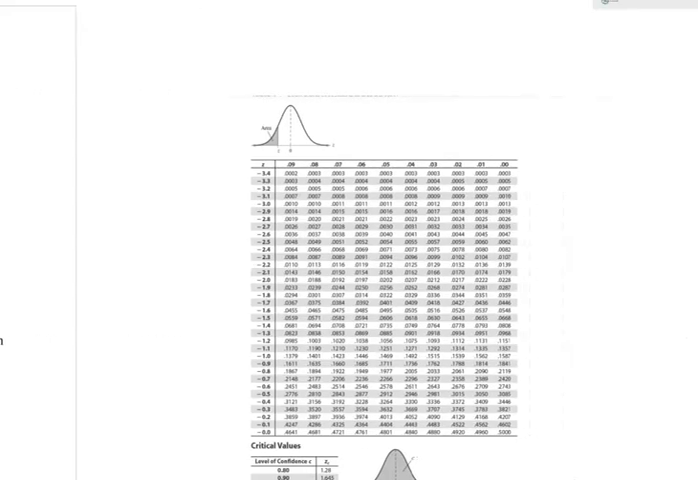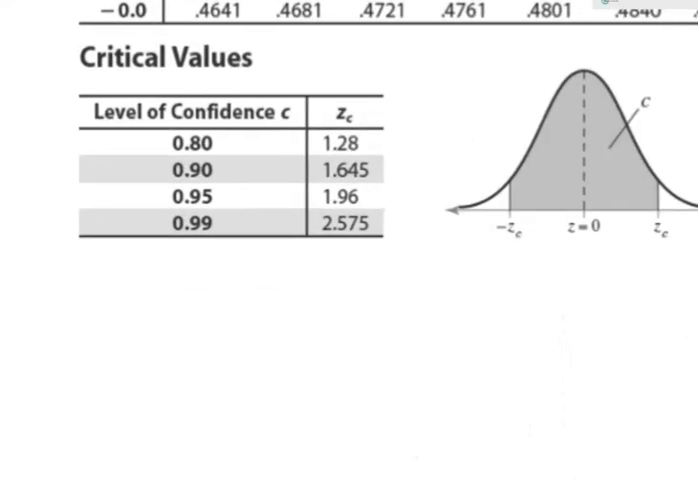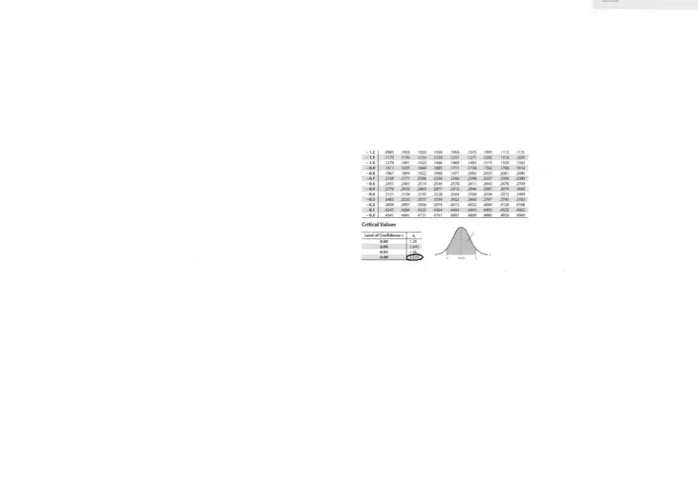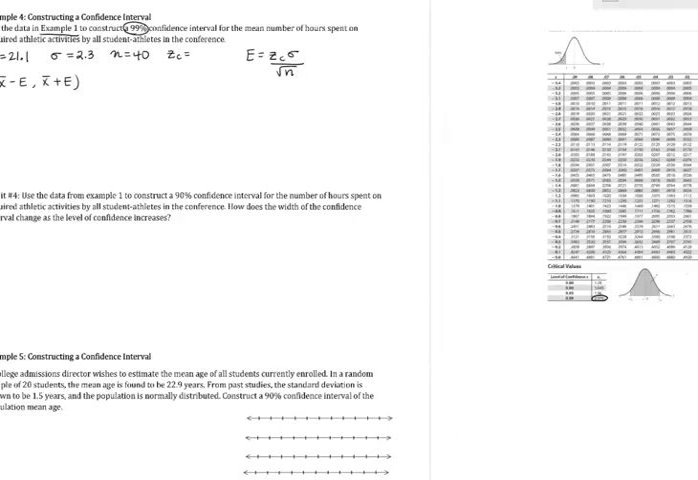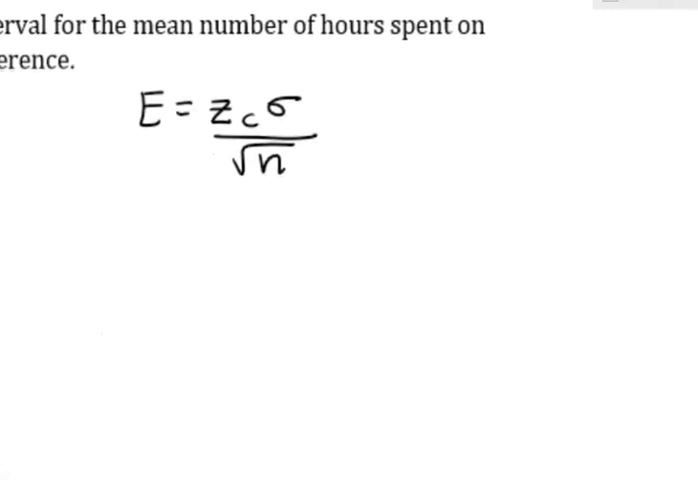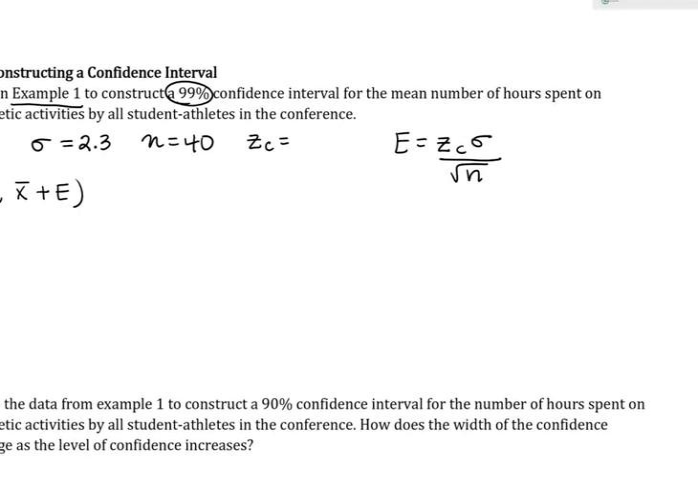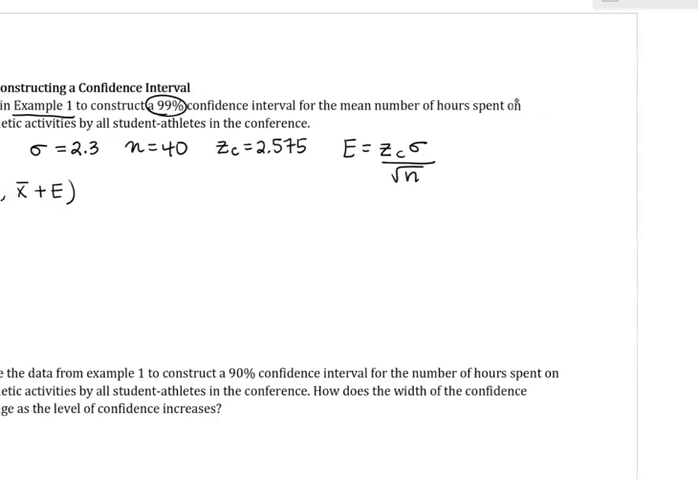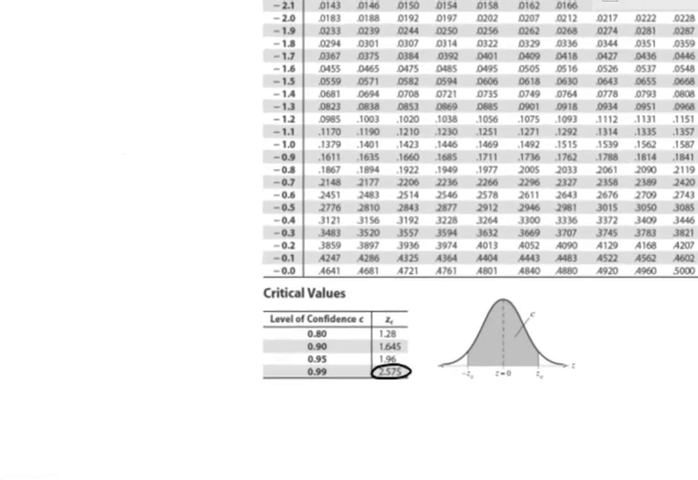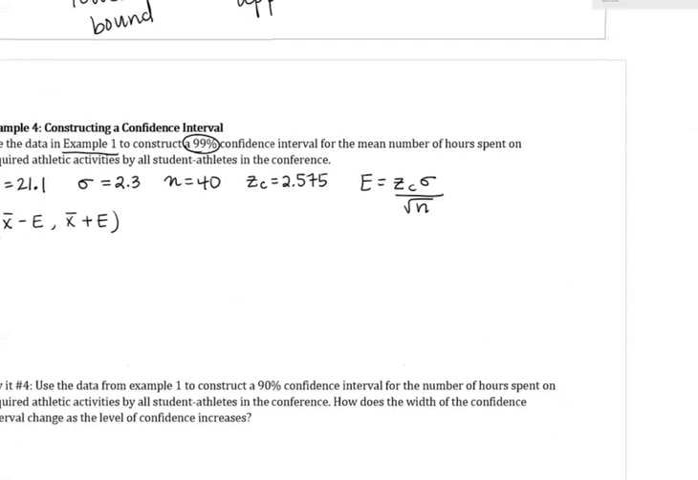So I'm going to pop over to the standard table and look for the level of confidence for a 99% confidence interval, and that's 2.575. Notice that it is bigger. It goes further out because you're being more confident. The more values you include, the more confident you can be. So we have 2.575.